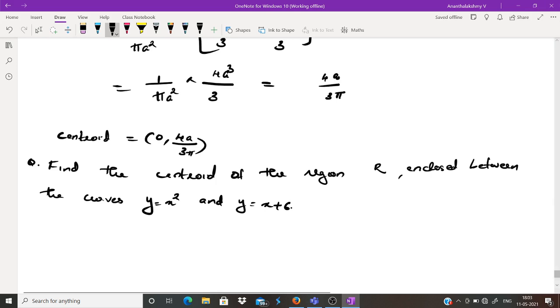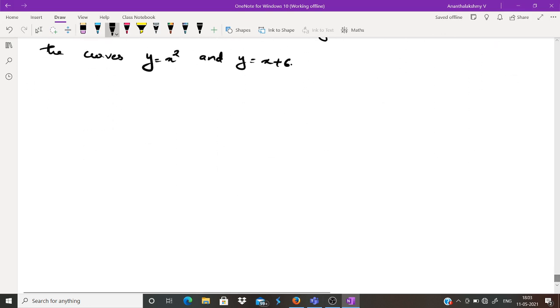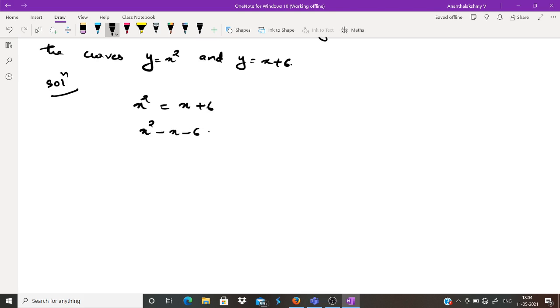So we have to find the centroid of the region between these curves. It will be helpful if we draw these curves. So before drawing, let us find where these curves intersect. Solution: y equal to x square and y equal to x plus 6. So we are going to find the intersecting points. Solving these two equations, we get x square equal to x plus 6, that is x square minus x minus 6 equal to 0.